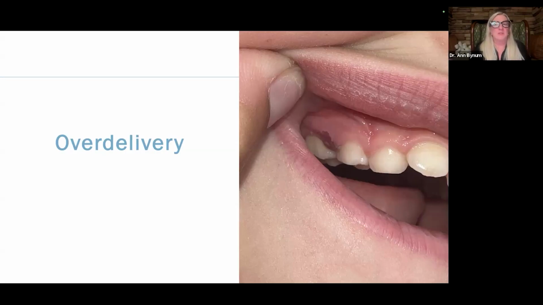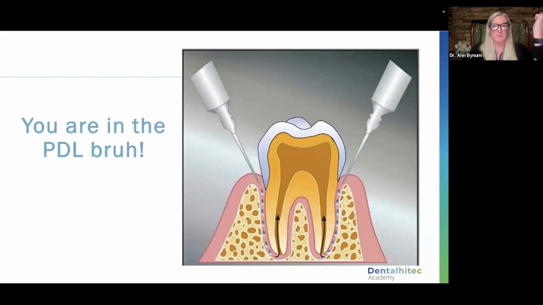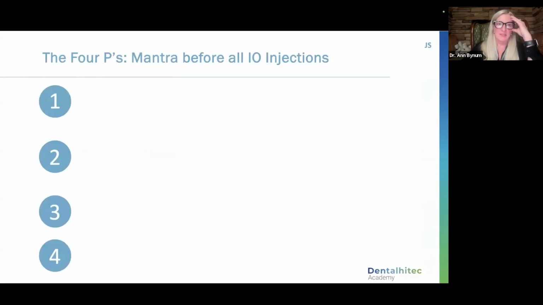But this isn't a kid writhing on the floor based on what we see here, and when it presents like this, we get all in our heads like, oh my God, I've done something so horrible here. It may just happen sometimes, even when you're doing everything right, but it's usually when you're causing some sort of an over delivery situation. Another reason it hurts is you're in the PDL. Injecting into that space and creating a capsule of anesthetic, that didn't feel great. So, knowing your anatomy, making sure you're in the right plane, that your needle's in the right plane, is extremely important.